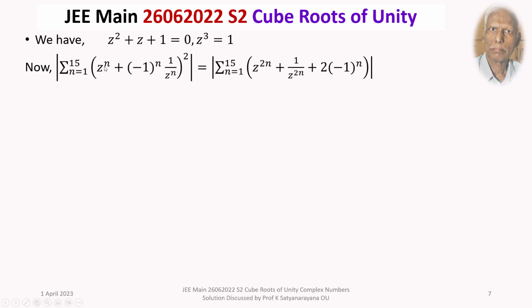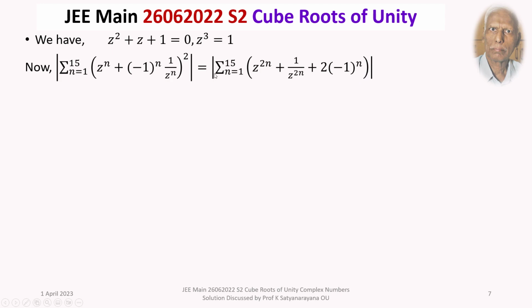z power n whole square, that is z power 2n, minus 1 to the power of n into 1 by z to the power of n whole square is 1 by z to the power of 2n, plus 2 into z power n into minus 1 to the power of n into 1 by z to the power of n. z to the power of n cancels, you will get plus 2 into minus 1 to the power of n.